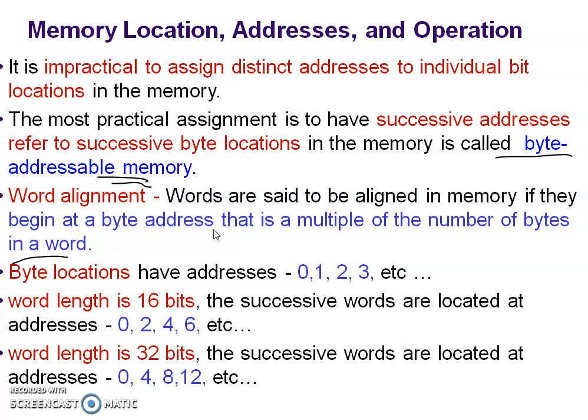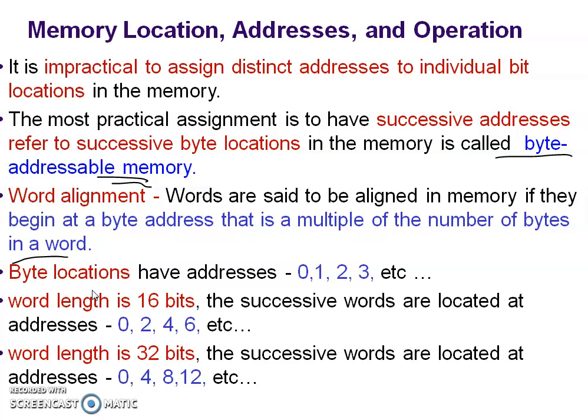In order to access the words, they will be aligned in memory such that each begins at a byte address that is a multiple of the number of bytes in a word. That is how word alignment will be done. So byte addressable memory means successive byte location addresses will be assigned, and in the case of word addressable memory you will be retrieving data based on the word address, and the word is aligned so that the address starts at a byte address that is a multiple of the number of bytes in a word.